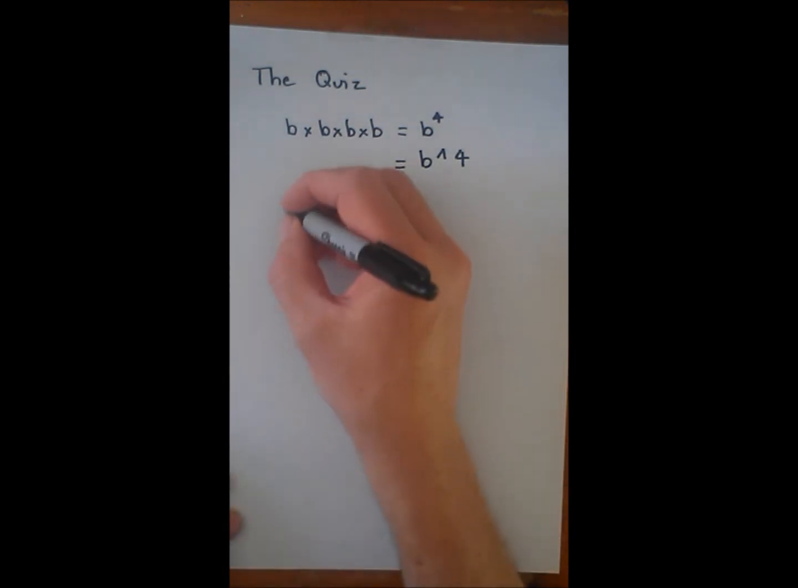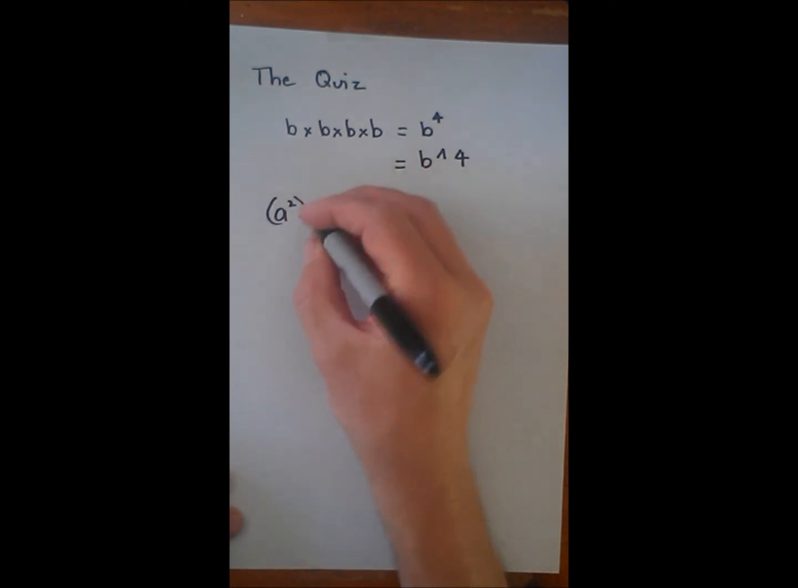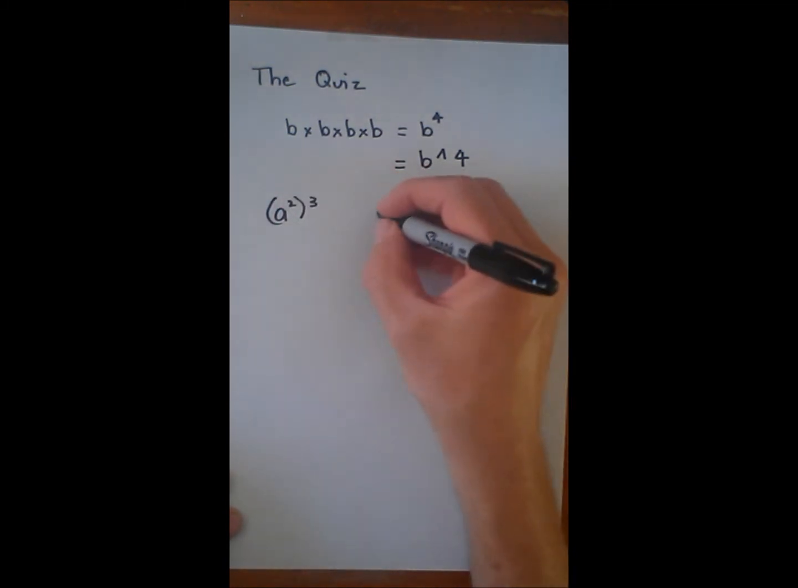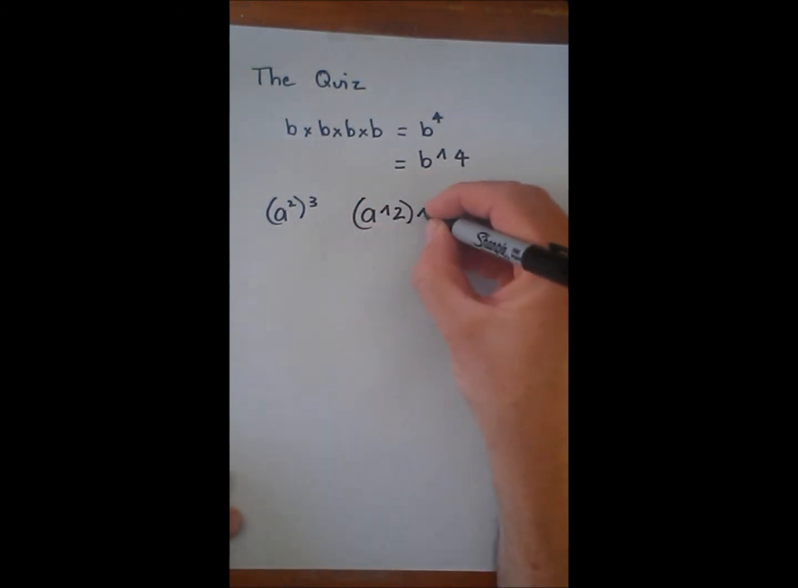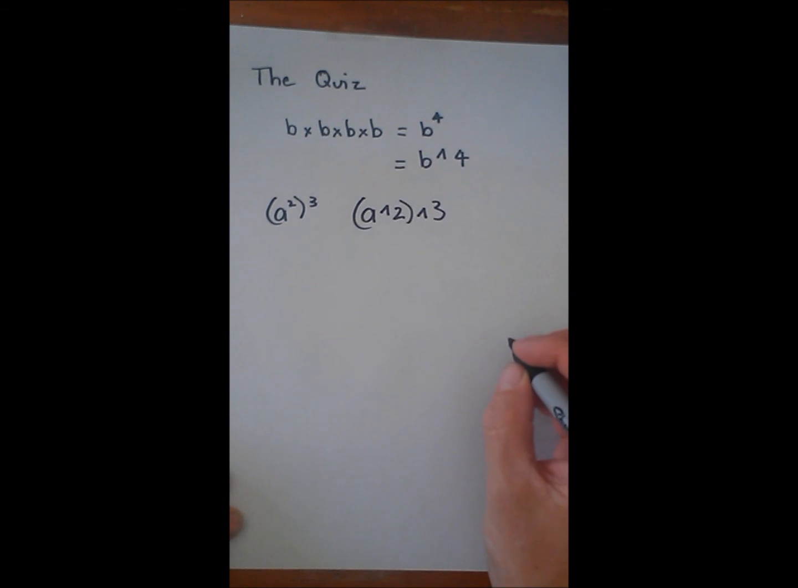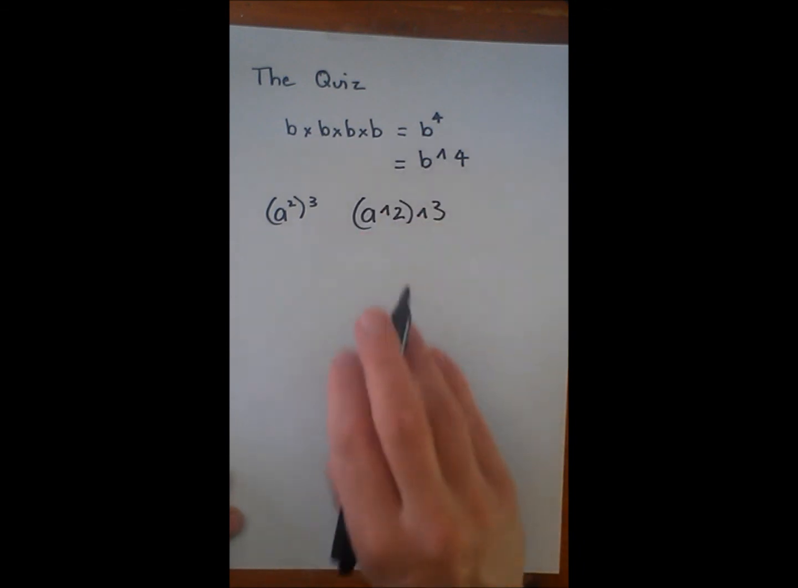And so if I have something like this, a squared all cubed, on a computer I would write that as a to the power of 2 all to the power of 3. Okay, remember this notation, and when you complete the quiz online use this notation.